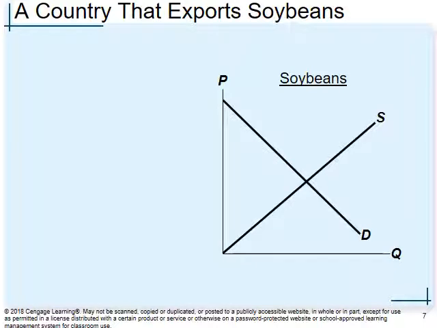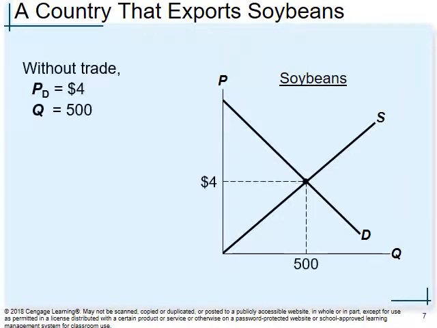Okay, in this example, it's about soya beans. So let's consider a market equilibrium without trade. So now we are in a closed economy. There is no export and import. In this situation, the equilibrium price is 4 and the equilibrium quantity is 500.